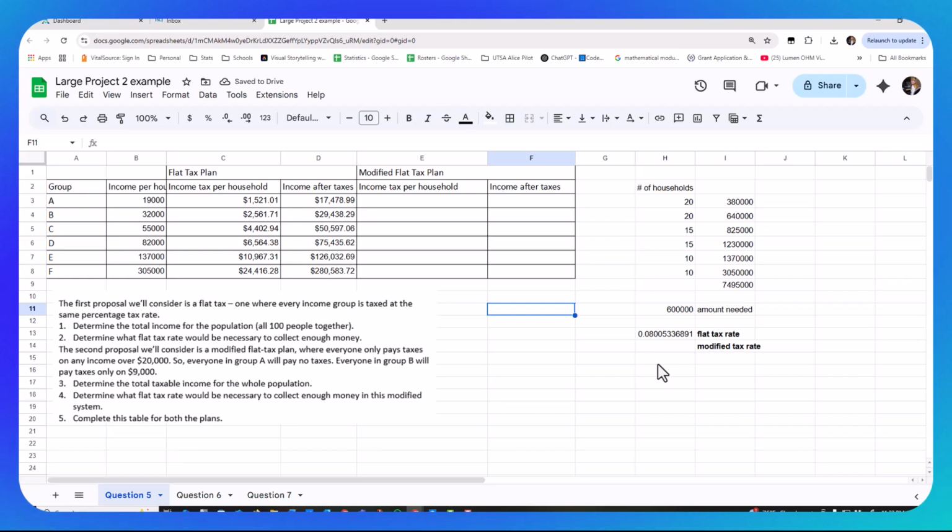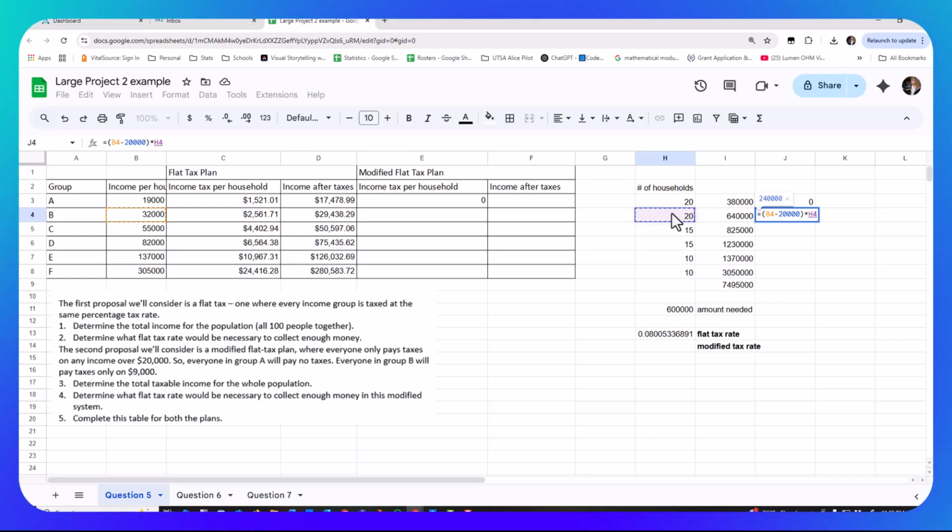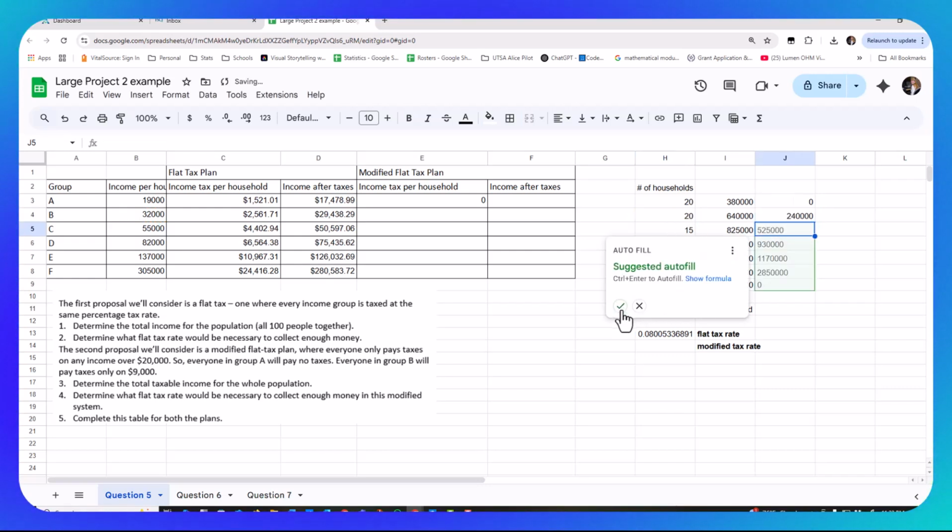And so what I'm looking at here is income over 20,000, and I'm going to use 0 here because I don't want a negative number. So what I need to do is, we'll just say that one's 0. I'll start here where I'm going to take my actual income, subtract 20,000, and then multiply by the number of households. So I do that, and this fills in as well.